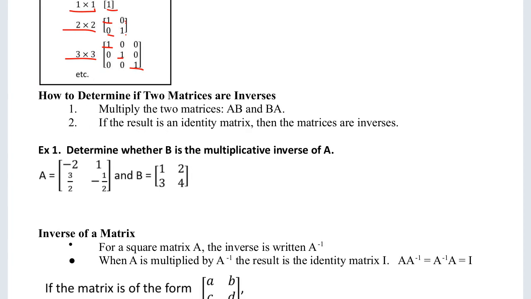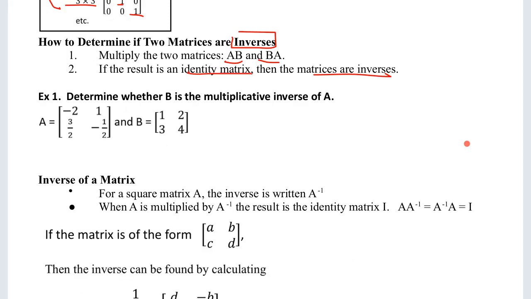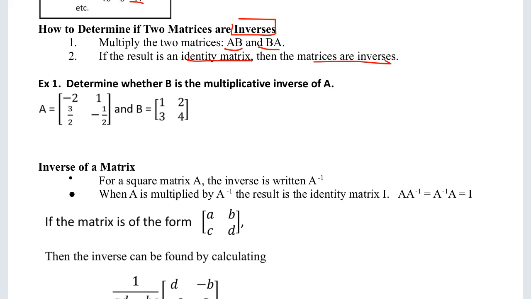So to determine if two matrices are inverses, we're going to multiply A times B and B times A, done in multiplying matrices. If the result is the identity matrix shown above, then the matrices are inverses. So let's try it out with this one. I'm going to do A times B.